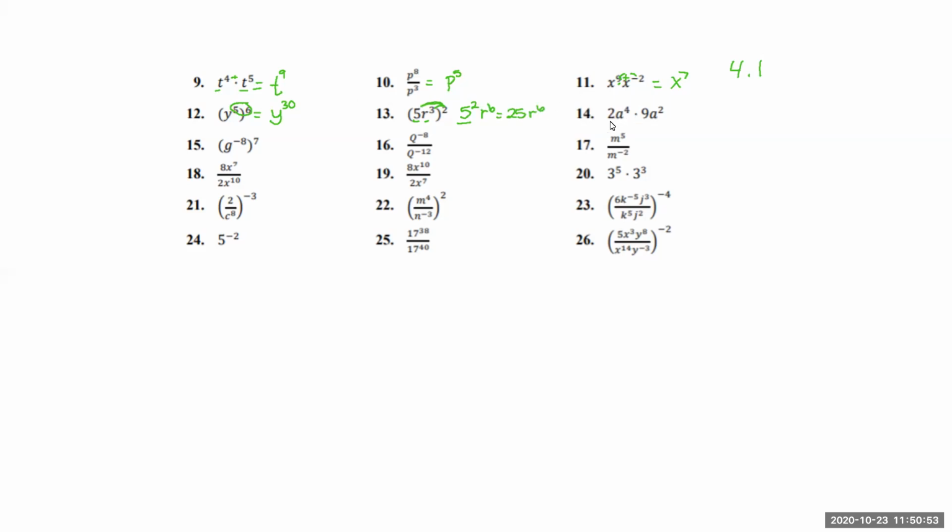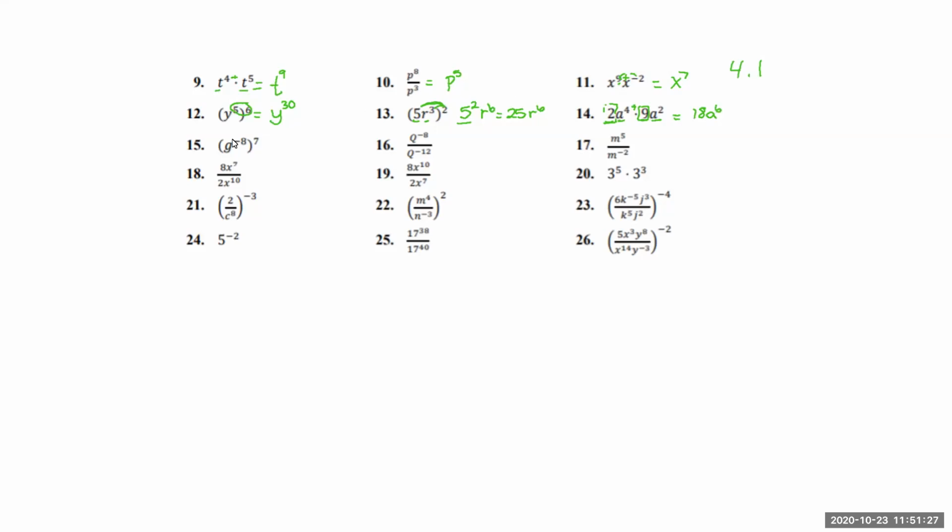Coming over to 14, each of these has 2 terms that we need to multiply by. So I'm going to start with the numbers here. If we do that, we're going to do 2 multiplied by 9, which is going to give us 18. And then we're going to do a to the 4th times a to the 2nd, which we already know that if we want to do that, we have to add the exponents. So we're going to do a to the 6th for this one.